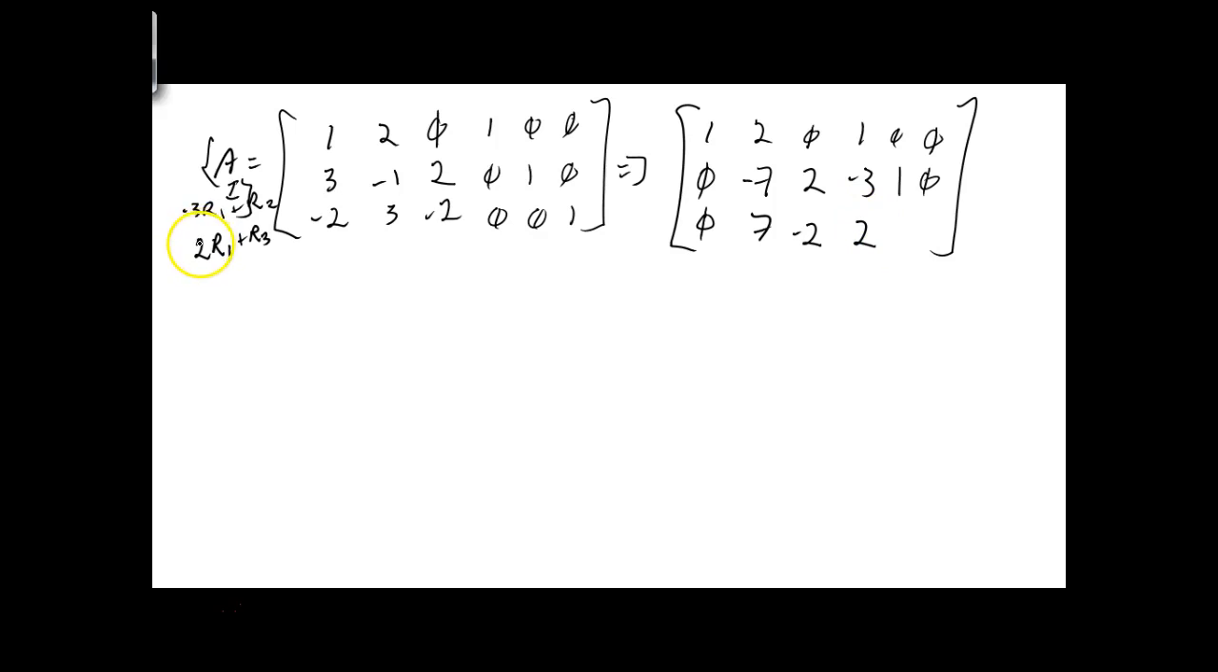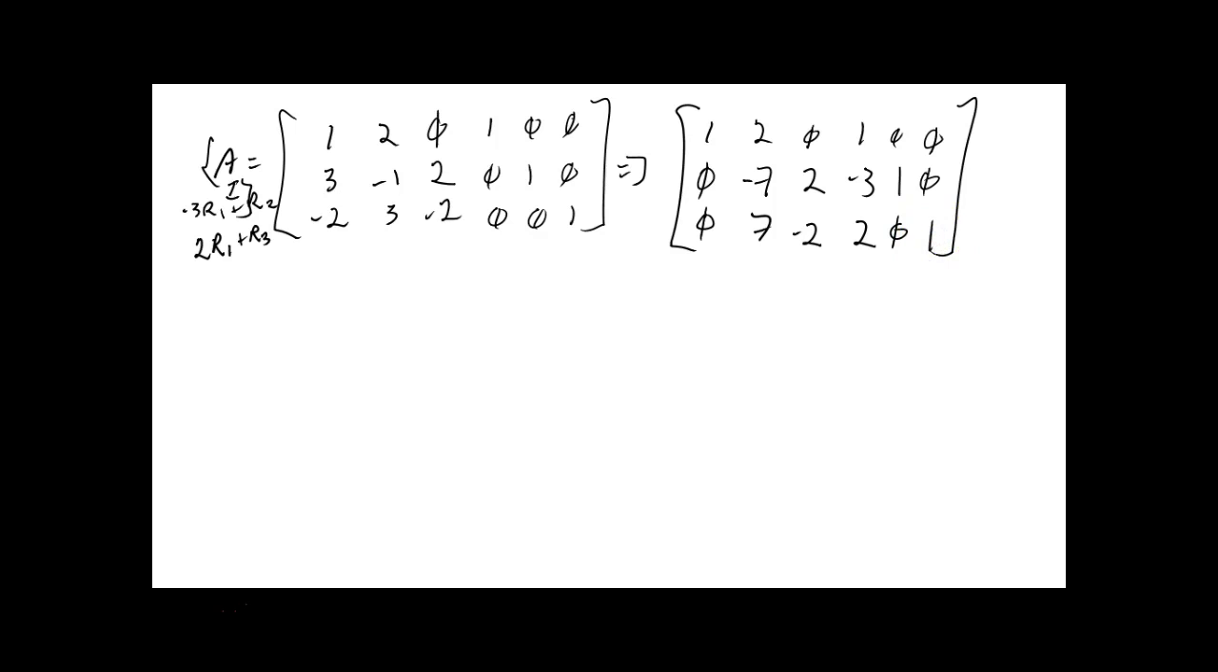2 times, I lost where I was. 2 times 0 is 0, plus 0 is 0, and 2 times 0 is 0, plus 1 is 1. All right.